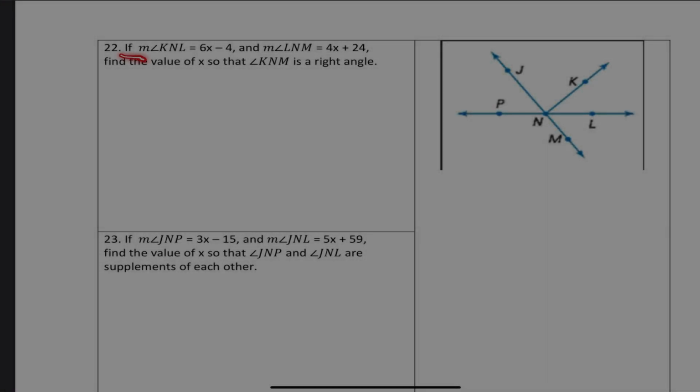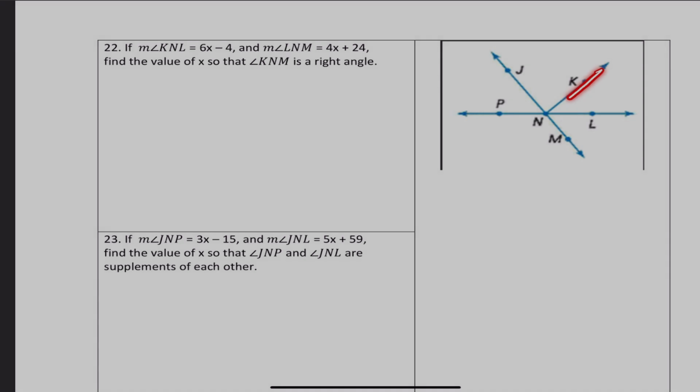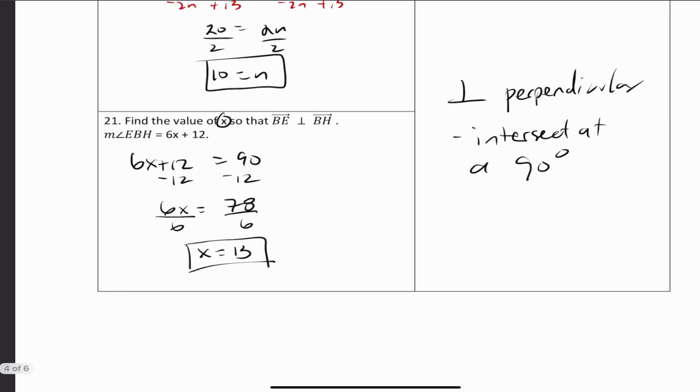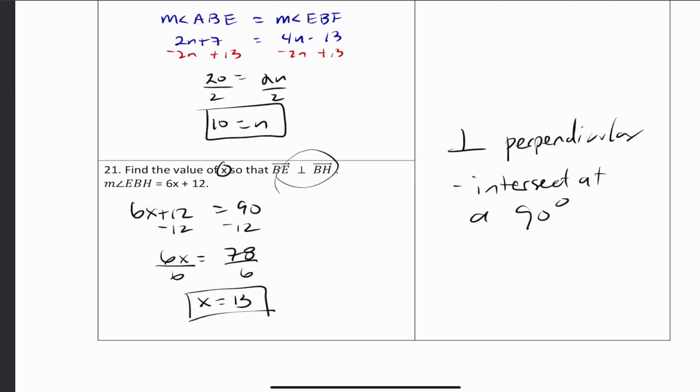22 says, if measure angle KNL, so here's K and L, let's highlight that, is 6x minus 4, and we know that measure angle LNM, so here's L N M, that's 4x plus 24. Find the value of x so that the angle KNM is a right angle. Okay? So basically, before, they intersect at 90 degrees, and I can set it equal to 90.